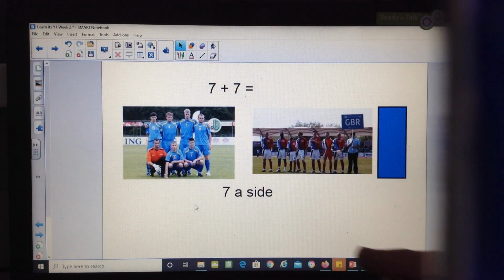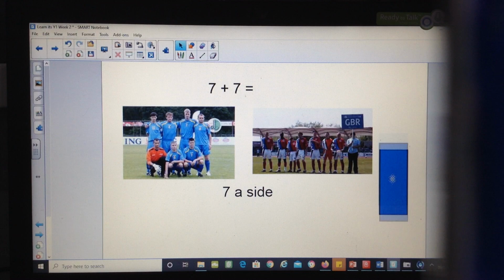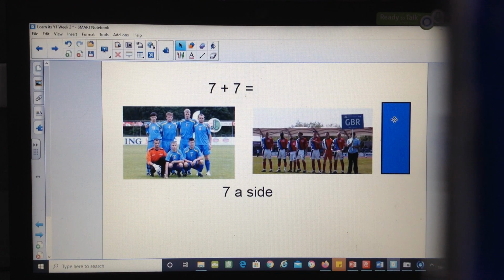This week, our double is 7 add 7. So 6 add 6 equals 12. 7 add 7 equals... Well, it's the next multiple of 2, isn't it? It's 14. 7 add 7 equals 14.